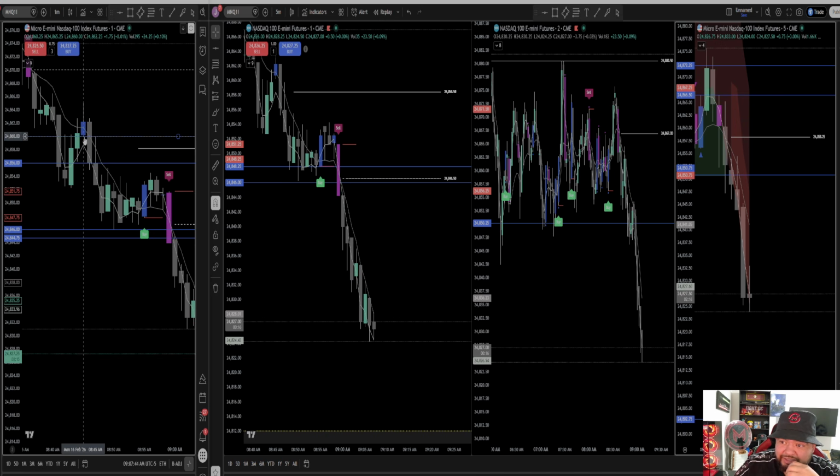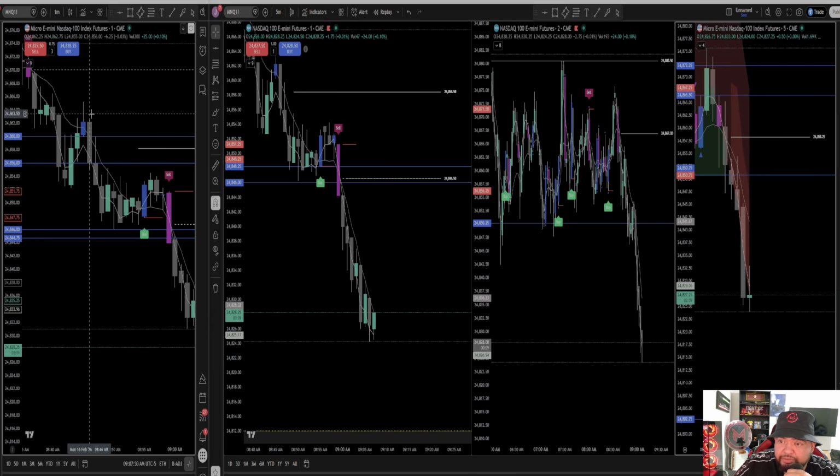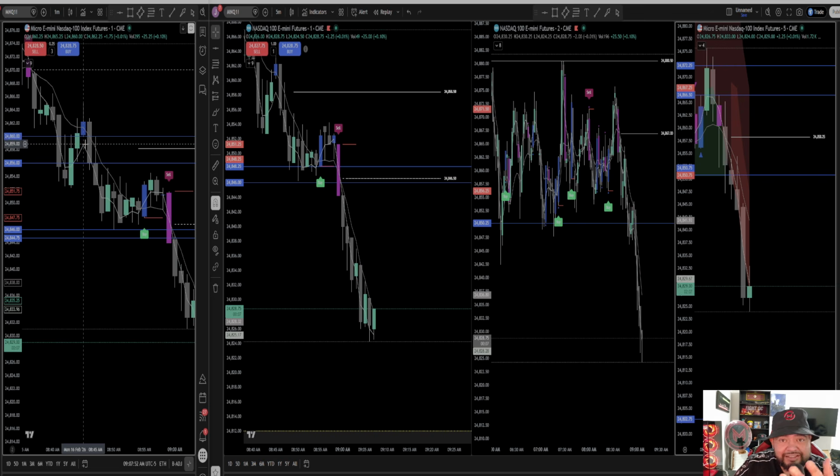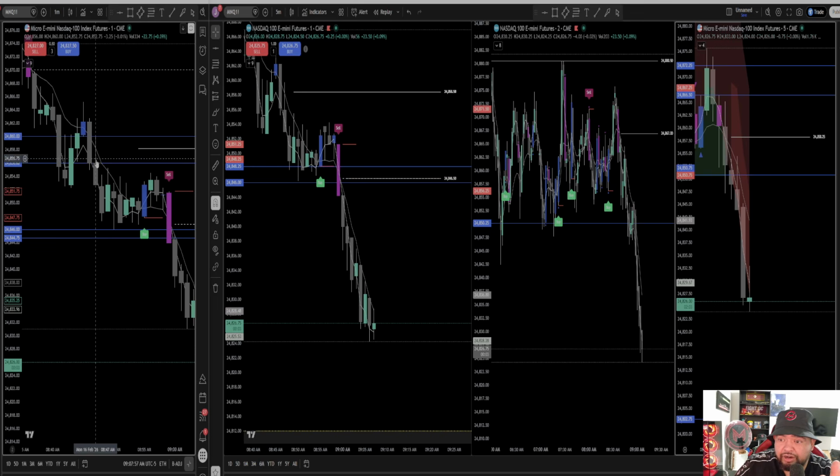This was another play example. We could have gotten in here on the retest. Here's your breaking candle. Here's your retest, right? Your stop loss would have been up here at 63. So this would have been less than 5-point risk for potential. And I'm going to look for 1-to-1 RR at first.